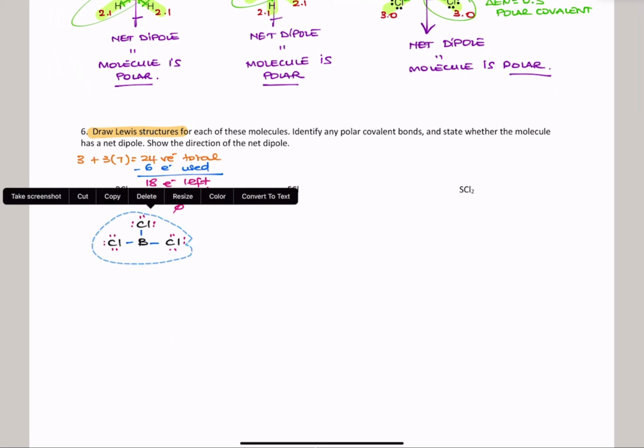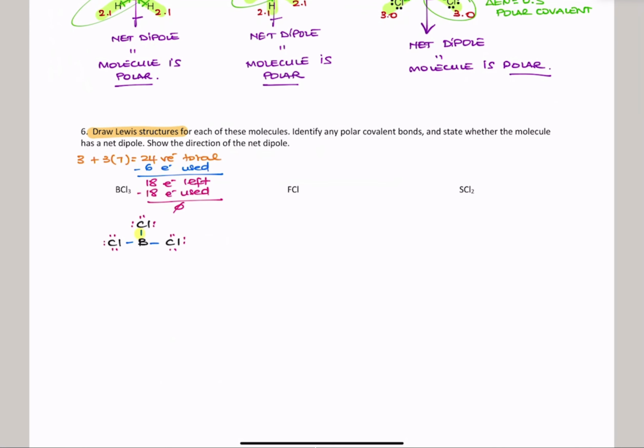Now that we have this Lewis structure, we're going to take a look at the number of electron sets. We have 3 electron sets. These 3 sets are all bonding. Therefore, we have a trigonal planar molecular shape. We're going to draw it with an angle of 120 between each chlorine atom.